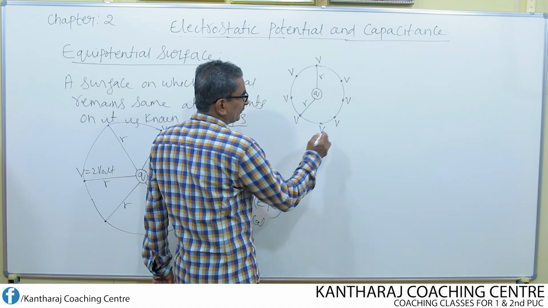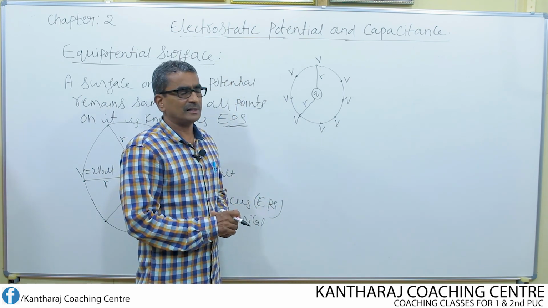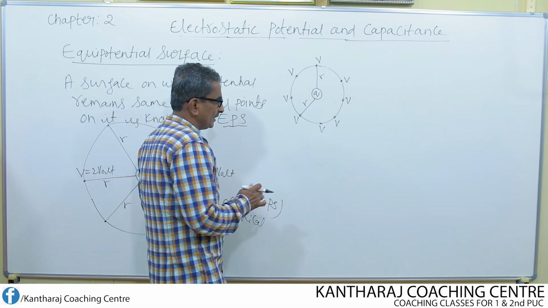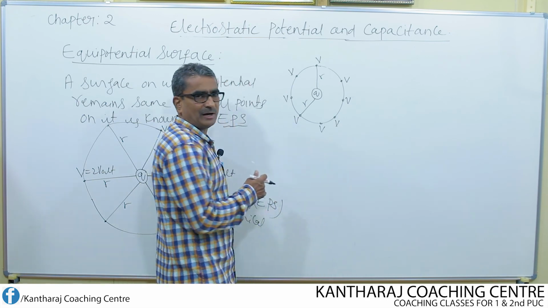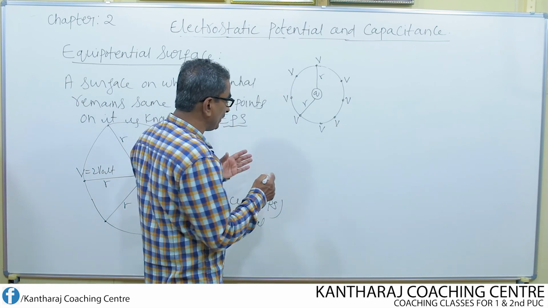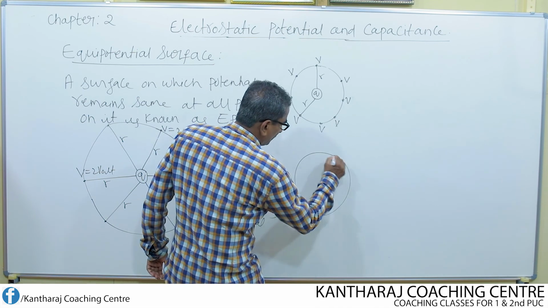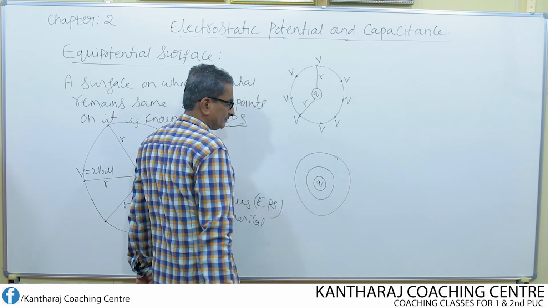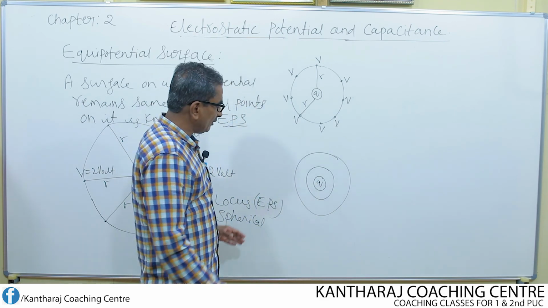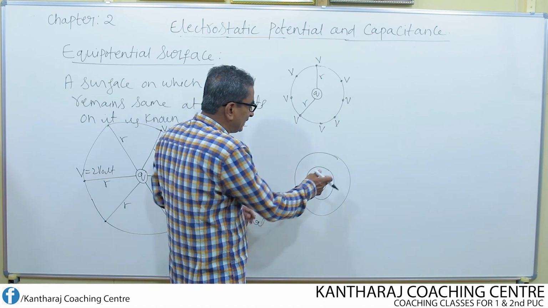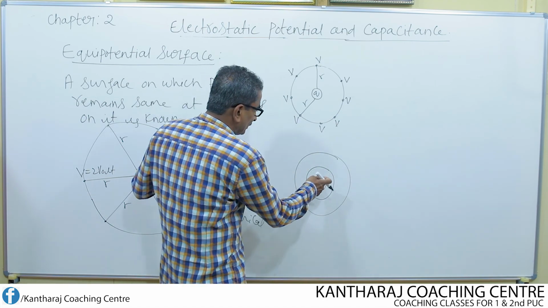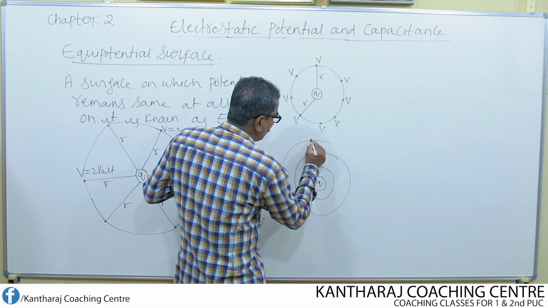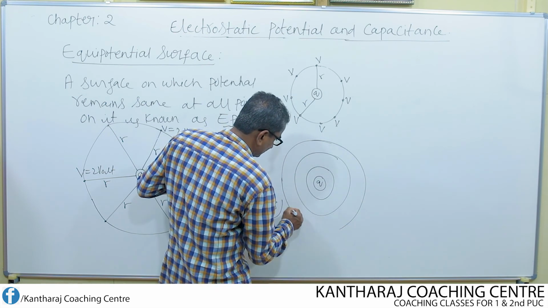Therefore, I consider this surface as an equipotential surface. Suppose you consider a point charge, what will be the shape of the equipotential surface due to a point charge? It will be in the form of concentric spheres like this, Q. It will be in the form of concentric spheres, but I write that in the form of circles. So this is one equipotential surface, this is another equipotential surface, and this is one more equipotential surface.